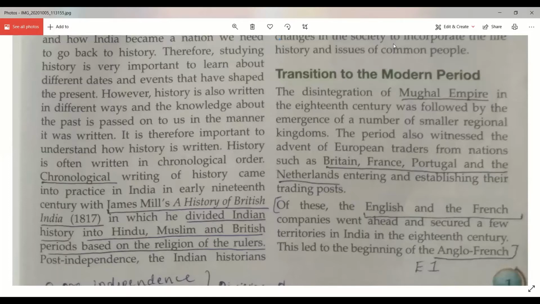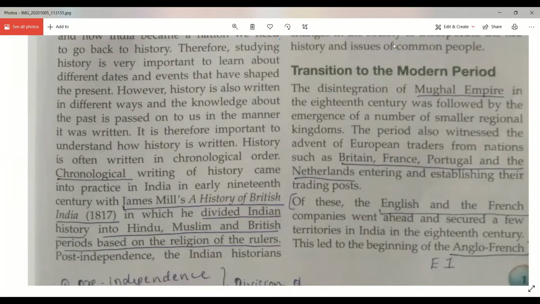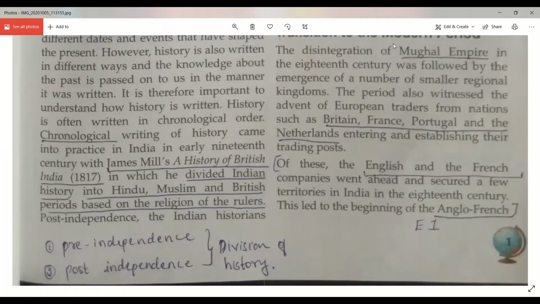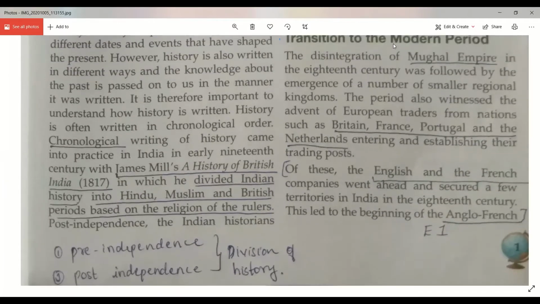For example, if I want to write a story and I start from 1995, I write something that happened in 1995, and after that I write something that happened in 1996, and then 1997. So when I arrange events based on dates, those are called chronological writings. So one of the main forms of writing history is the chronological way. That is one important thing that we will learn.